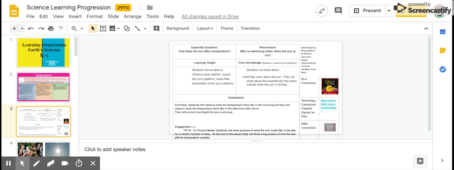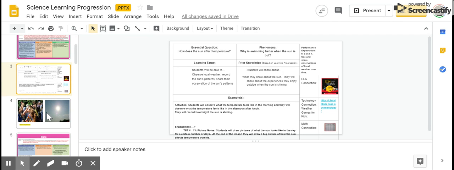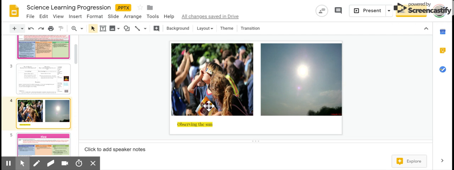The classroom technique that they would use is TPT number 13, picture notes. So students will draw pictures of what the sun looks like in the sky for a certain number of days. At the end of the lesson, they will draw big pictures of how the sun affects the temperature outside. So that's for kindergarten. And we have a couple of examples of children observing the sun and what the sun actually looks like in the sky.